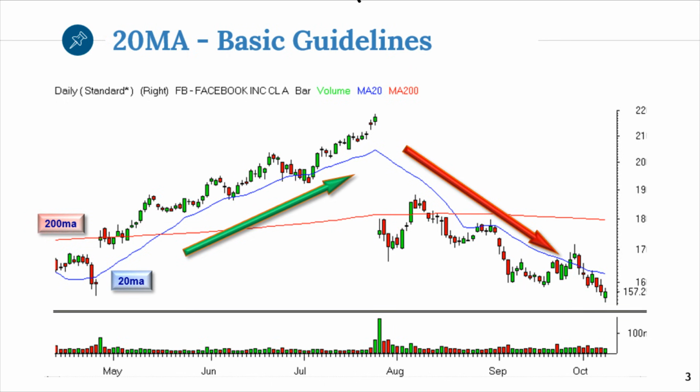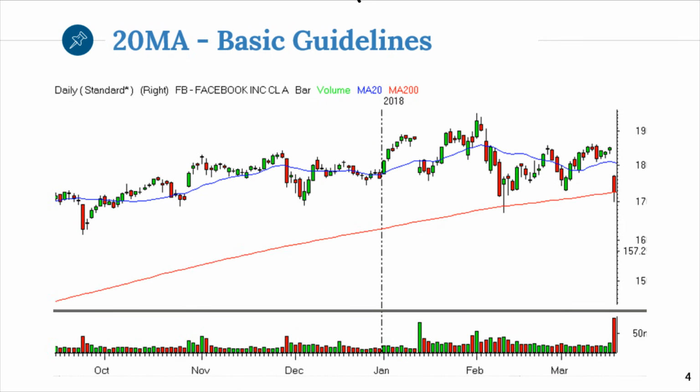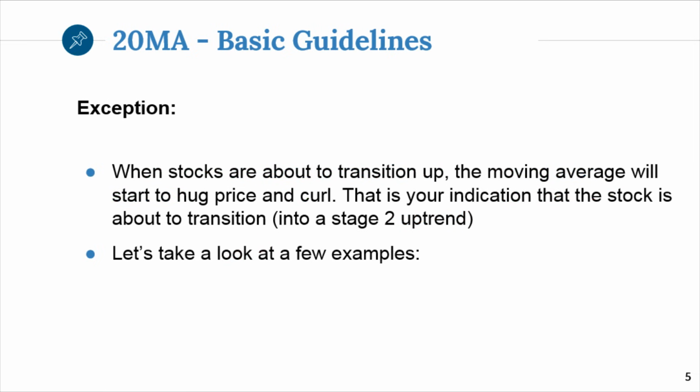Blue is always the 20 period moving average. The red is the 200. When the stock is going sideways and the moving average is crisscrossing price, going through price, it's of no use. The stock is not going to bounce off of it or drop off of it. It's not going to react to it. It's ignored. So when a stock is in a sideways trend, moving averages, especially the 20 period moving average, are of no use.